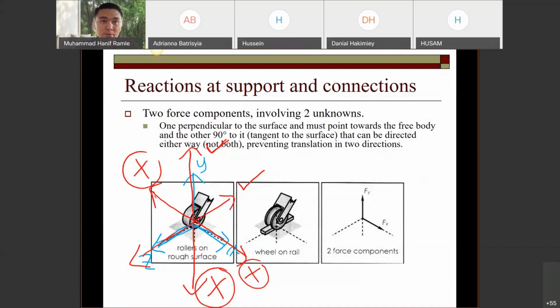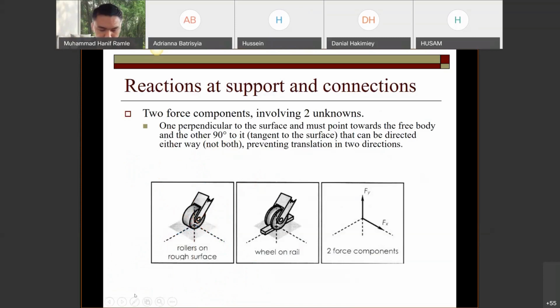This one is only a direction, not rotation. The roller can actually rotate in any direction, so there is no restriction for the roller to rotate, meaning no reaction. Let me erase to explain about the rotation or moment. This is the axis, X, Y, and Z.